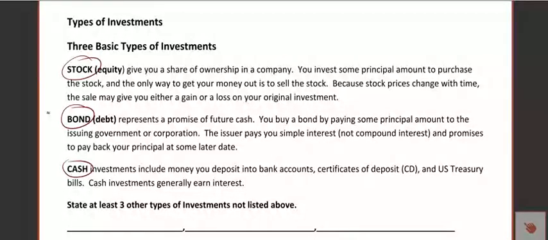Bonds represent a promise of future cash. You buy a bond that pays some principal amount to the government or corporation, and the issuer pays you simple interest, not compound interest, and promises to pay back your principal plus that interest at some later date. So these are some types of investments, but there are others. So let's list a few others that aren't listed here. We might think of mutual funds. That's kind of in the stock market realm. Someone could invest in real estate.